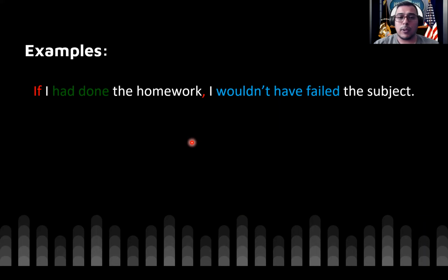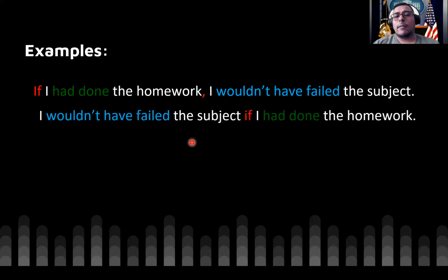I think a lot of people can relate with this. I wouldn't have failed the subject if I had done the homework. So here we can see the same example, one starting with the condition and one starting with the result. The structure, we can analyze it: would have, verb in past participle, and the condition, past perfect.